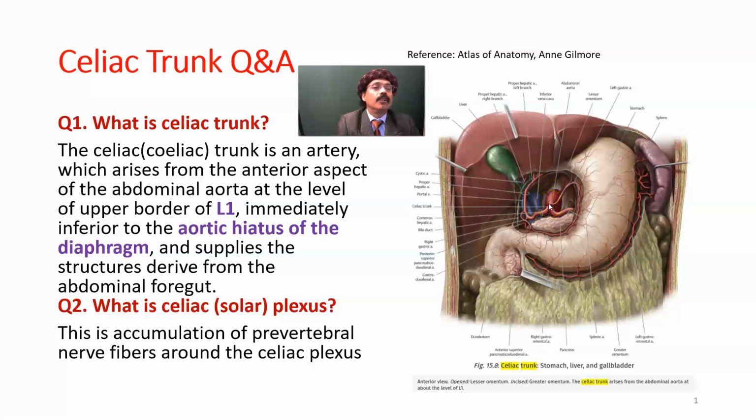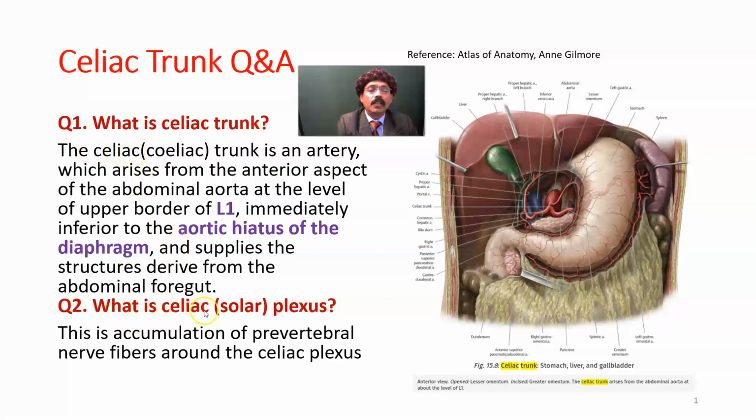The celiac trunk is only a few millimeters in length. It divides very quickly and distributes to many structures, and supplies structures derived from the abdominal foregut that include the abdominal part of the esophagus, the stomach, and the duodenum, first part and second part up to the opening of the hepatopancreatic duct. Celiac is spelled C-O-E or also C-E-L-I-A-C in the United States.